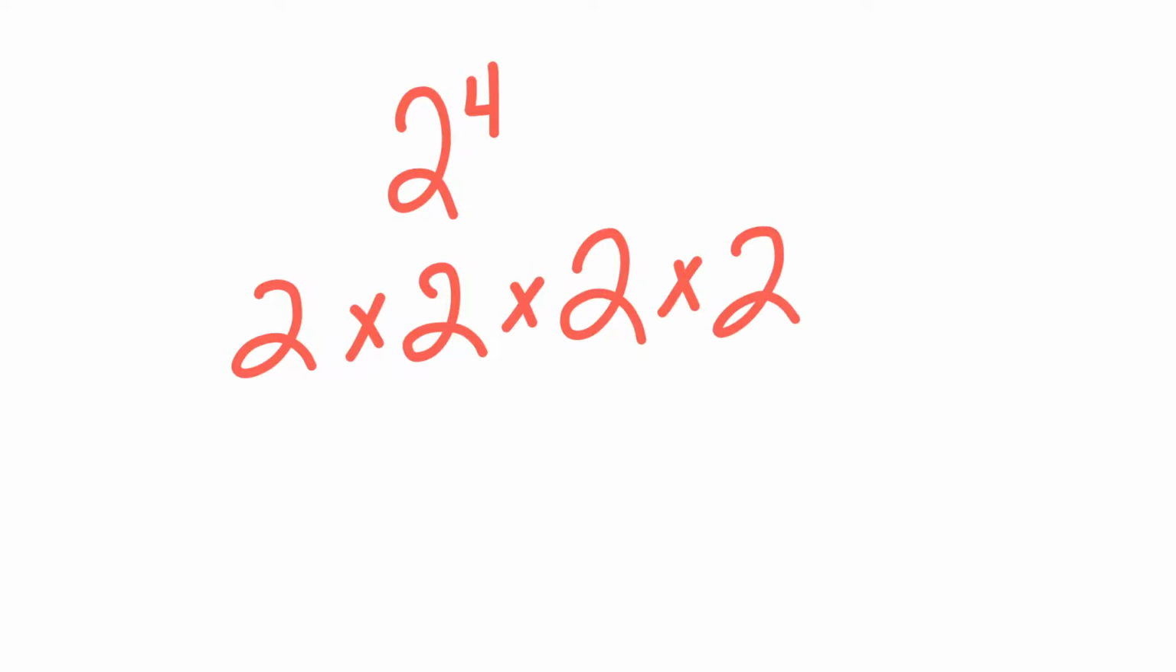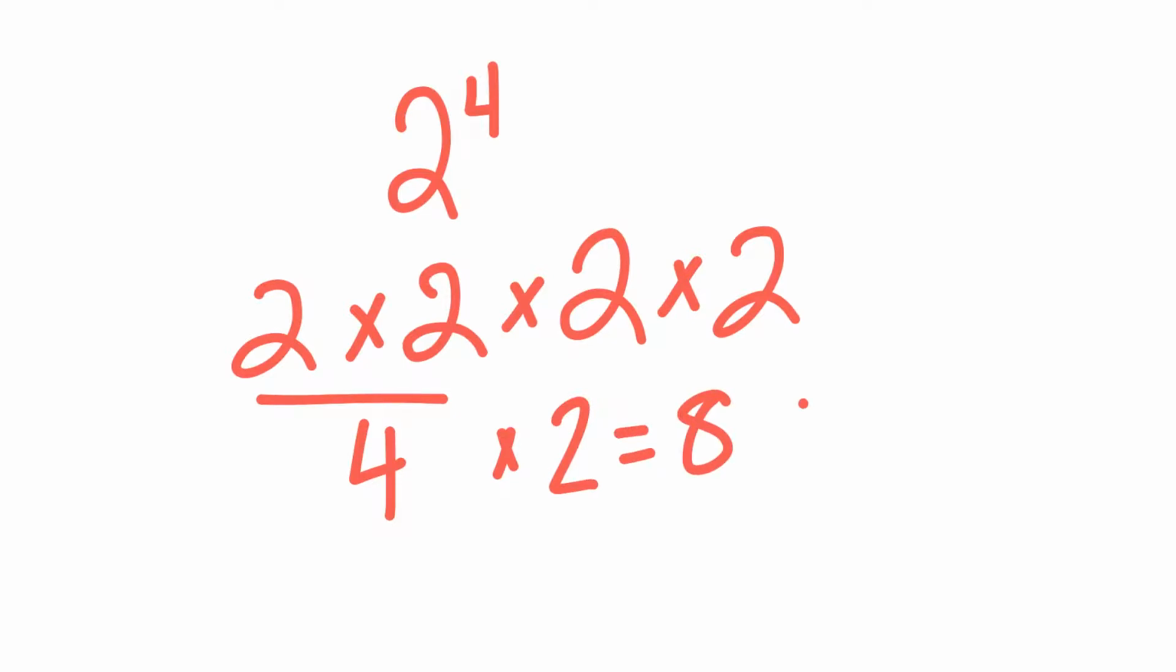And so if we were to go ahead and evaluate this problem, 2 times 2 gives us 4, times another 2 would give us 8, and then times another 2 would give us 16.